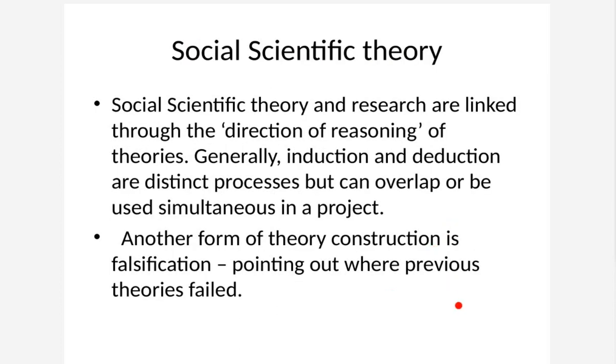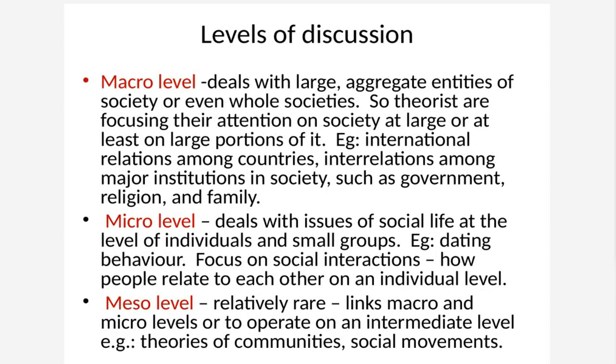Now, when you do social scientific theory and research, we give a direction to reasoning. Induction and deduction are distinct processes, but they often overlap. So as we develop theory, we think about falsifications and we point out where previous theories failed. And this is the reason why when you do a literature review, always talk about where things did not occur well. Be very objective. When you make your discussions, discuss things at macro level, at master's level. Think big. How is that thing affecting the whole society?